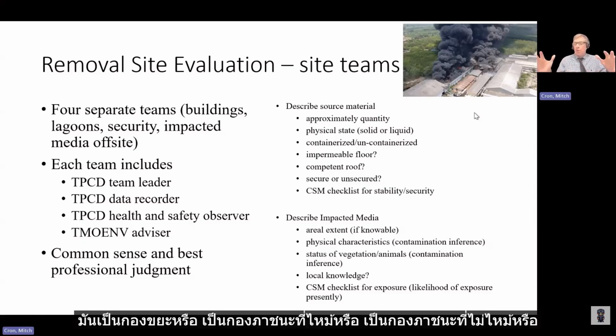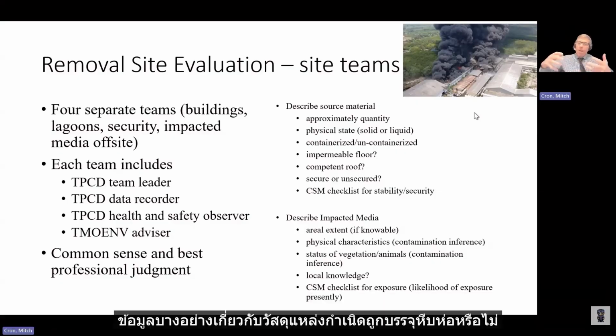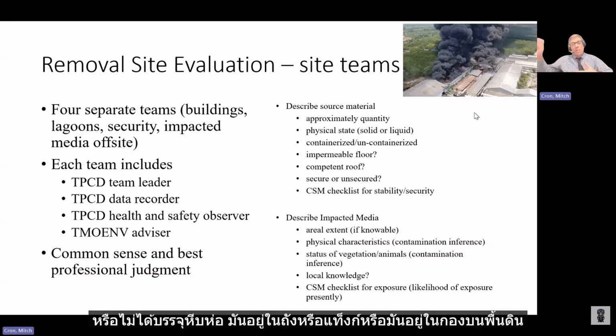Is it a waste pile? Is it a pile of burned containers? Is it a pile of unburned containers? Is it a remaining pile of smelting dust, something like that? So some estimate of the quantity of the material that remains. Some information on whether the source material is containerized or uncontainerized. Is it within a drum or a tank, or is it in a pile on the ground?